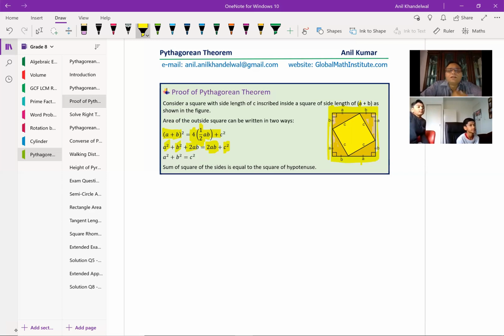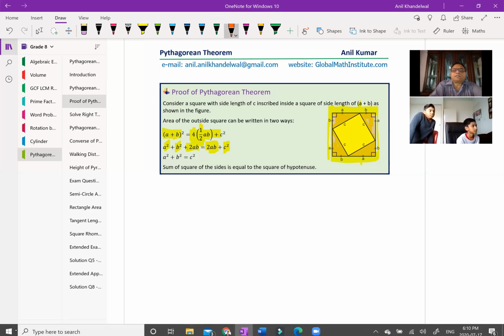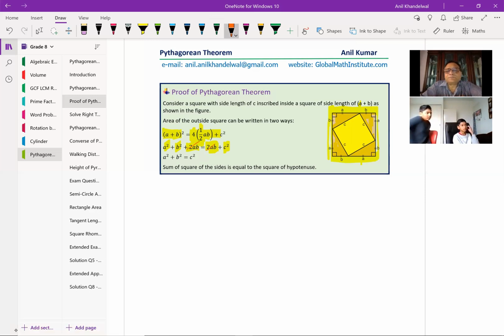Now, 2ab is on the left side and the right side. Both of them will cancel, correct? We are solving this equation. They will cancel, correct? Yes. So you're left with a square plus b square equals c square, which is the Pythagorean theorem. So if you consider that small triangle, you can see the sum of squares of a and b is c square, right?